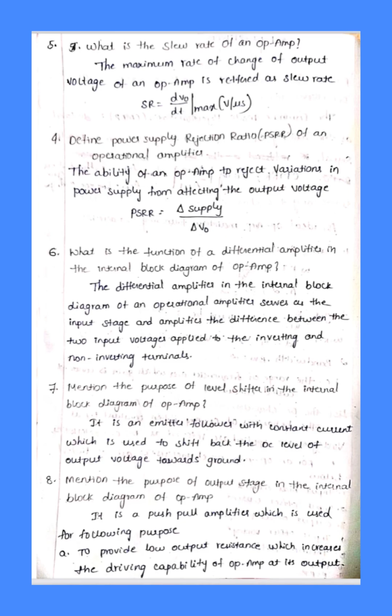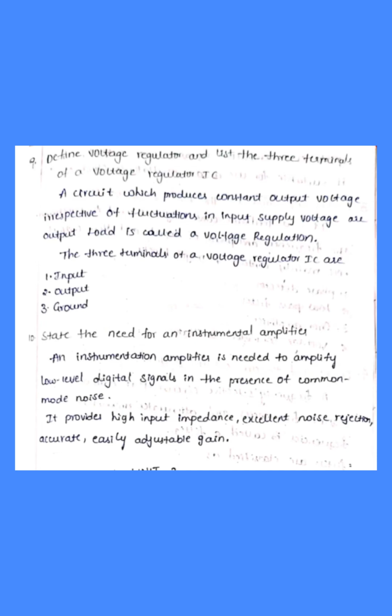Question number 8, mention the purpose of output stage in the internal block diagram of op amp. Here also you can draw the block diagram first and then you can write. It is a push-pull amplifier. The output stage is a push-pull amplifier which is used for the following purpose: to provide low output resistance, which increases the driving capability of the op amp at its output.